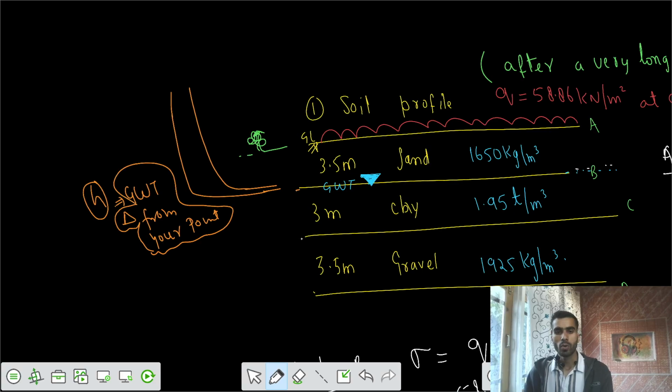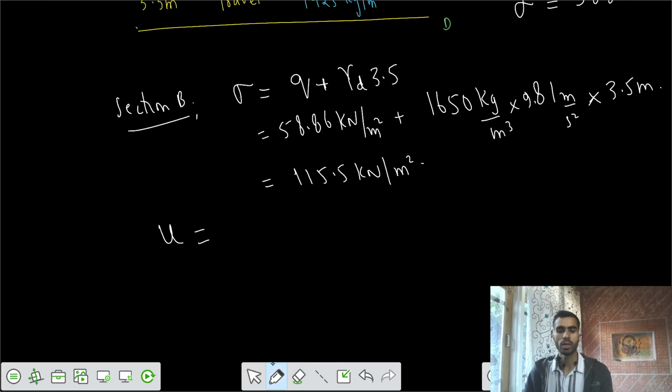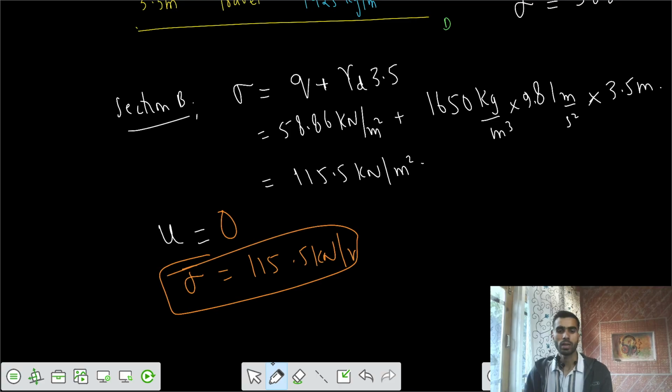So your point is actually on the groundwater table itself. So your H would be zero. So your pore water pressure would be zero. So pore water pressure is zero at that point. So effective stress would be 115.5 minus zero. So that's your effective stress, kilonewton per meter square.